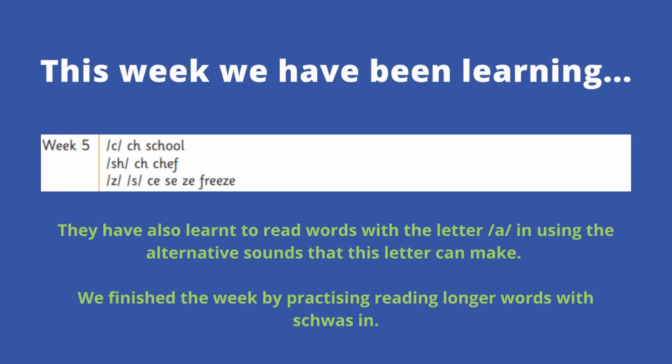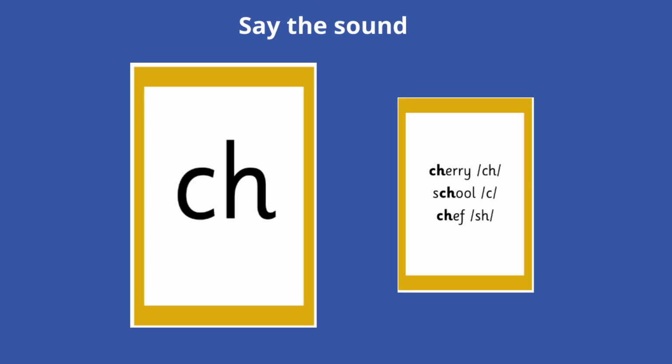This week the children have been learning alternative ways of making the k, sh and s sound. They've also learnt to read words with the letter A in, using the alternative sounds that this letter can make. And they finished the week by practicing reading longer words with schwas in. So let's have a look at what we've been doing.